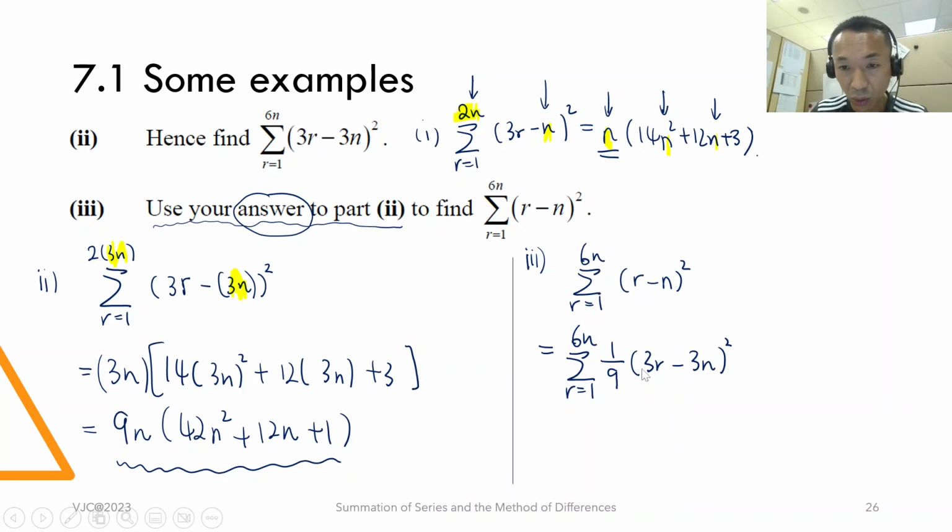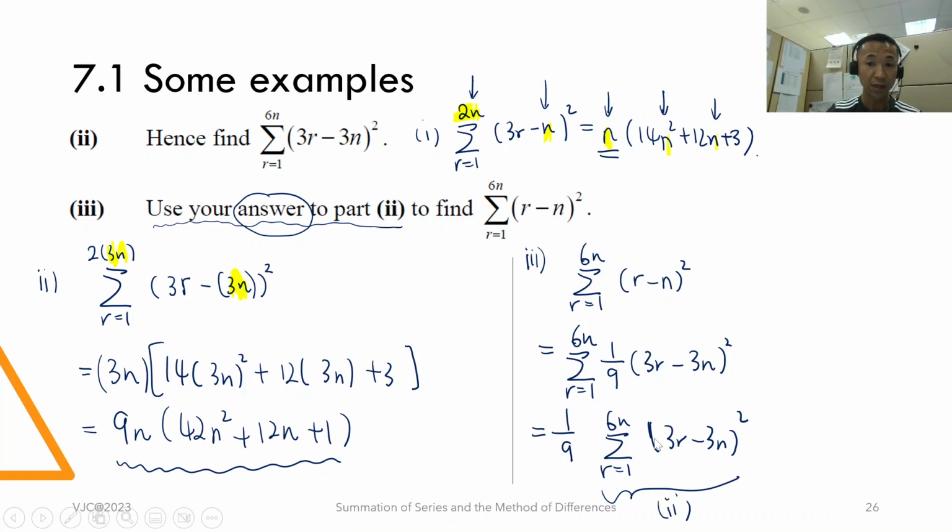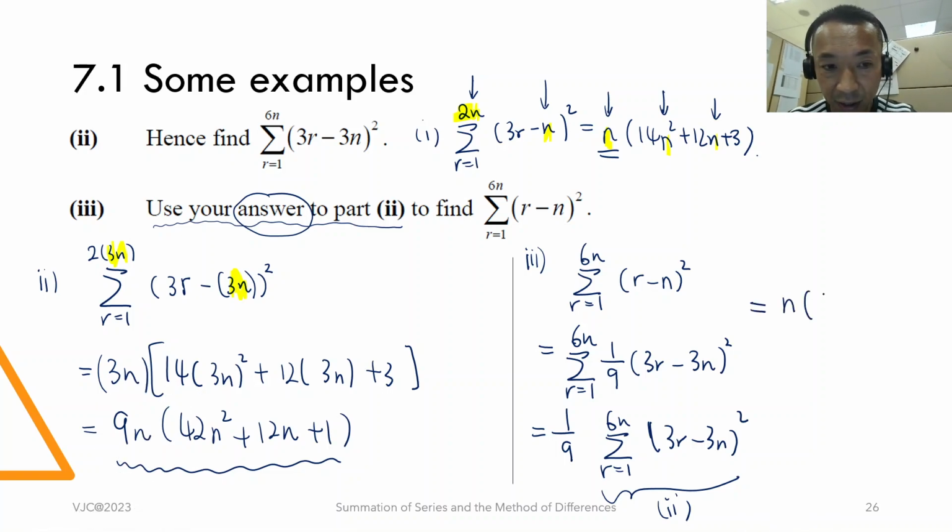Agree? Why do I want to have a 3r minus 3n? Because I want to make this appear. So, actually, this is just 1 over 9 of your answer in part 2. Correct? You can factorize the 1 over 9. That's not a problem. Answer is just very simple. 1 over 9 of this, which is, without the 9 here, final answer is just n times 42n squared plus 12n plus 1.